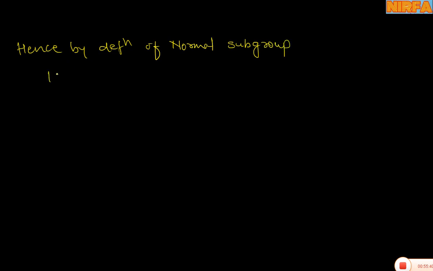So therefore, we conclude that, by the definition of normal subgroup, N1 intersection N2 is a normal subgroup of G. So this is the end of this theorem.